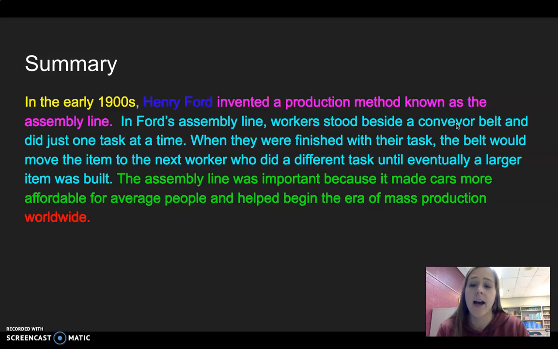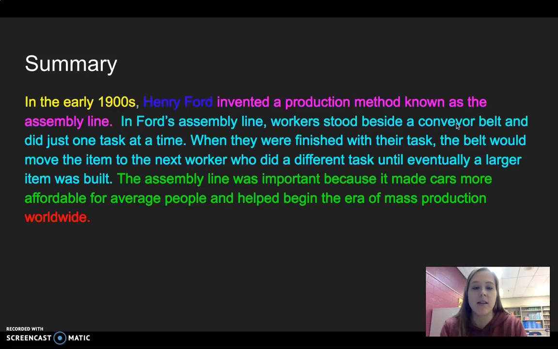Now, the next thing I have is how he did it. In Ford's assembly line, workers stood beside a conveyor belt and did just one task at a time. When they were finished with their task, the belt would move the item to the next worker who did a different task until eventually a larger item was built. Now I have why it matters, why it's important. The assembly line was important because it made cars more affordable for average people and helped begin the era of mass production. And then I end with where, which is worldwide.